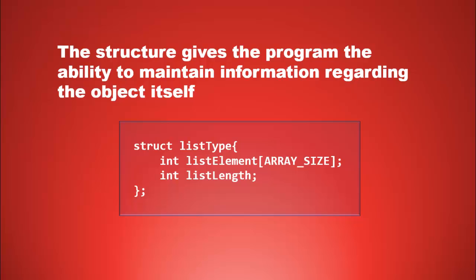The structure will allow us to encapsulate information about the object. So in this case, we're going to create this structure called list type. And what it's going to do is be a container for an array, a list of items, whatever those items might be. In this case, it's integers. I'm going to encapsulate with that list the number of elements that are in that list.